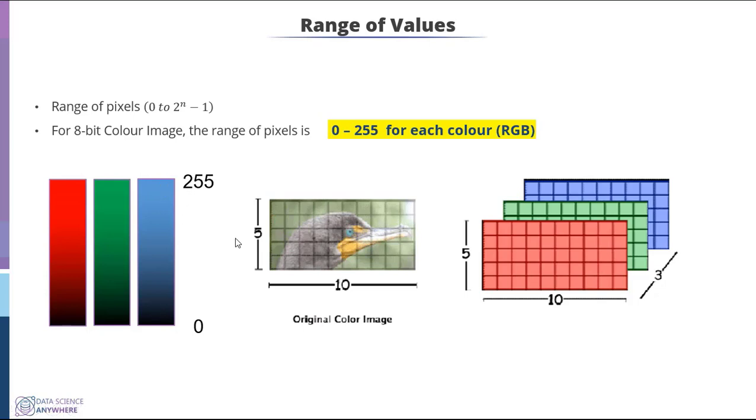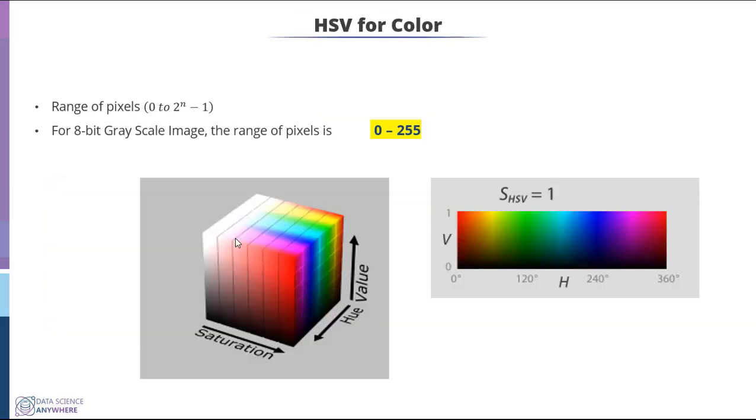A better way of defining a color image is with HSV. H stands for hue, V stands for value, and S stands for saturation. The values are in the range of 0 to 255. Let us consider the hue here. Hue will basically define the color.